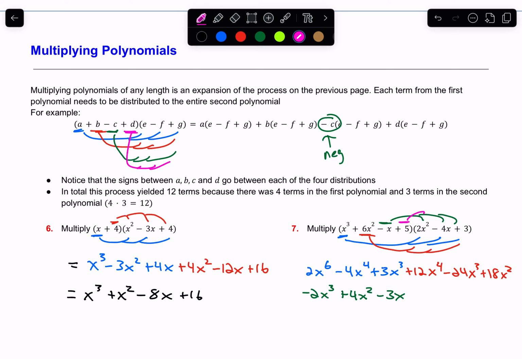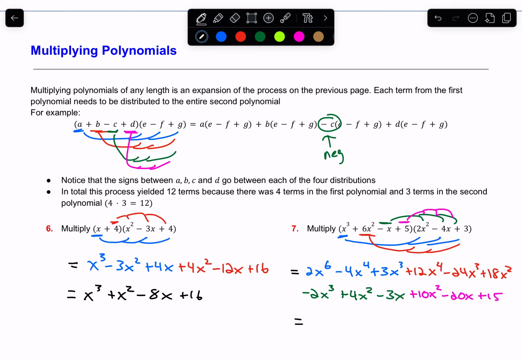We have to multiply a 5 times all three things. So 5 times 2x squared is positive 10x squared. 5 times negative 4x is negative 20x. And 5 times 3 is positive 15. All right, whole bunch of things we got to combine now.